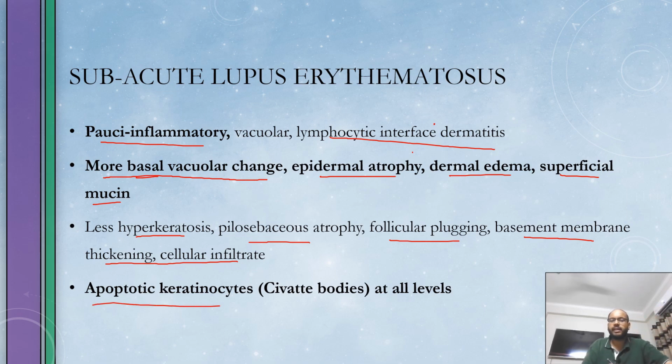There are more features with a more pronounced basal vacuolar change. You see apoptotic keratinocytes or civatte bodies at all levels. Just remember that civatte bodies is a term used when basal layer is affected, while apoptotic keratinocyte can be used for any cell destruction at any cell layer.